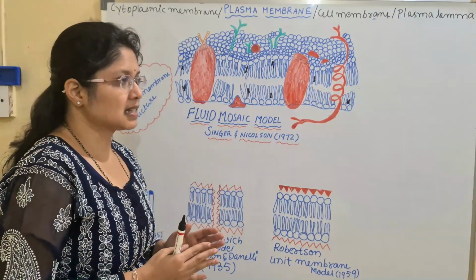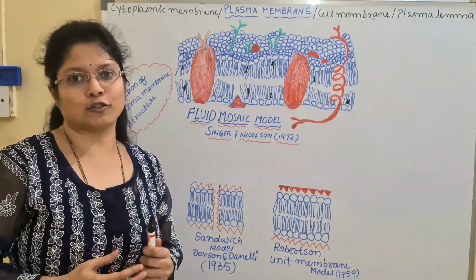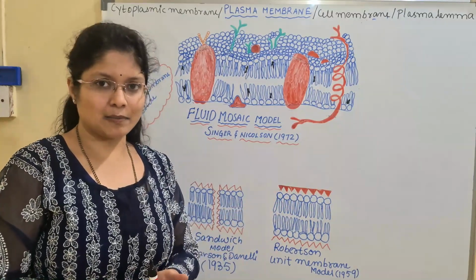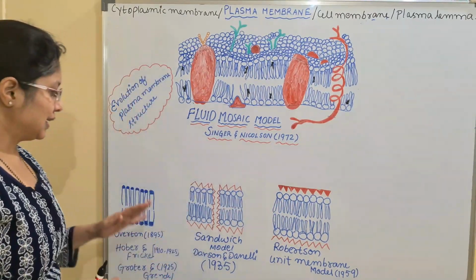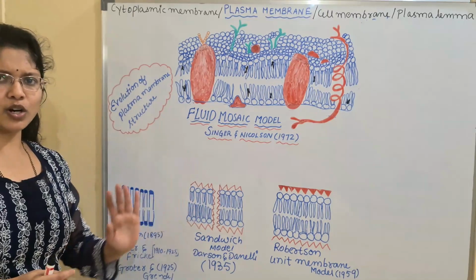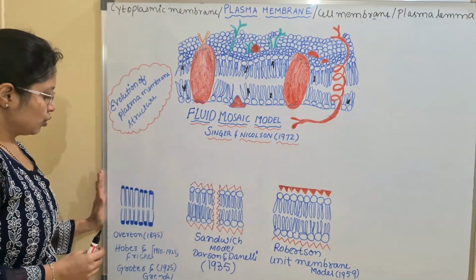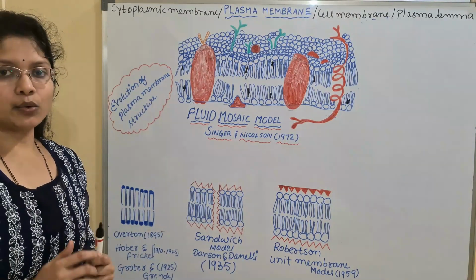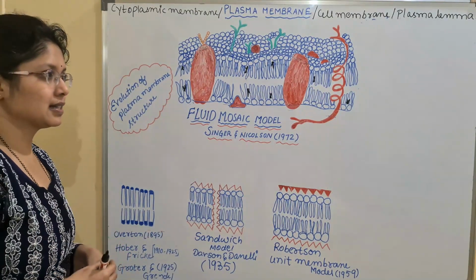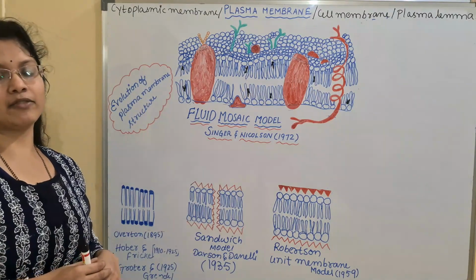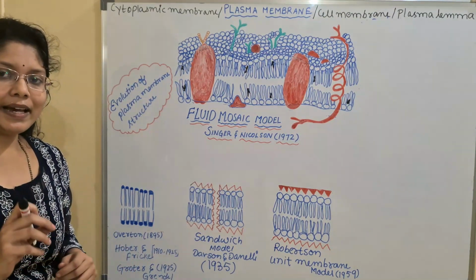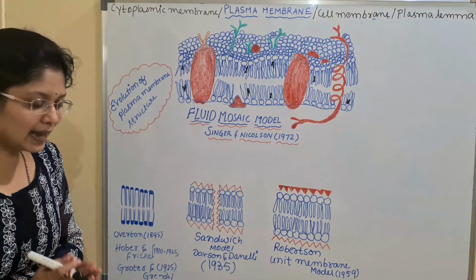We are mainly discussing the three important models of the plasma membrane, along with the works of different scientists, which I will be discussing now. Okay, so let us see. Here are the models I have given, children. For the first time, the existence of the plasma membrane was suggested by the scientist Overton. Overton in 1895, what did he observe?